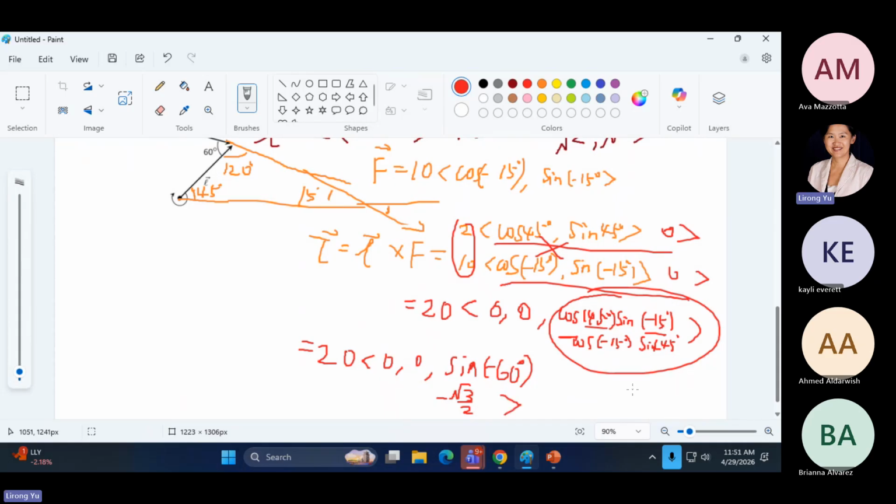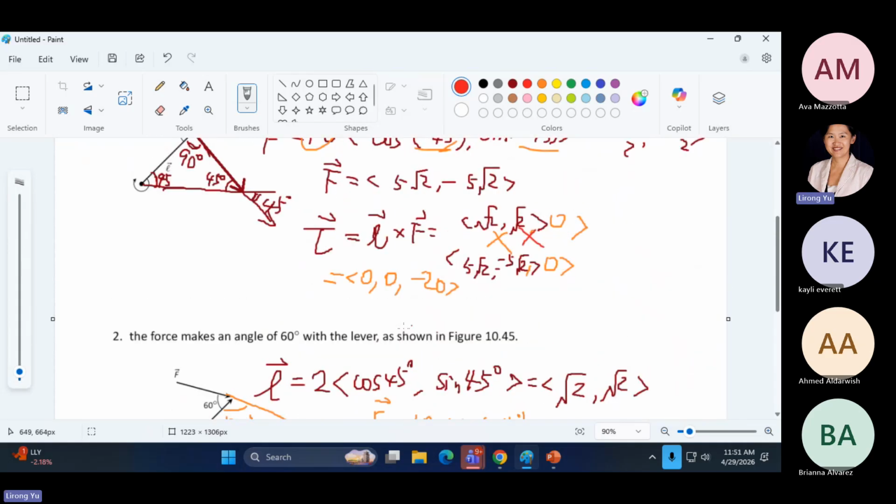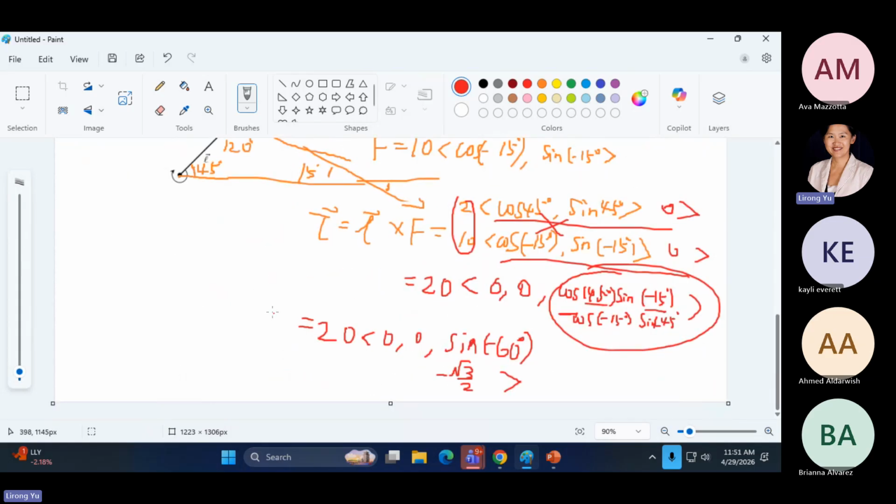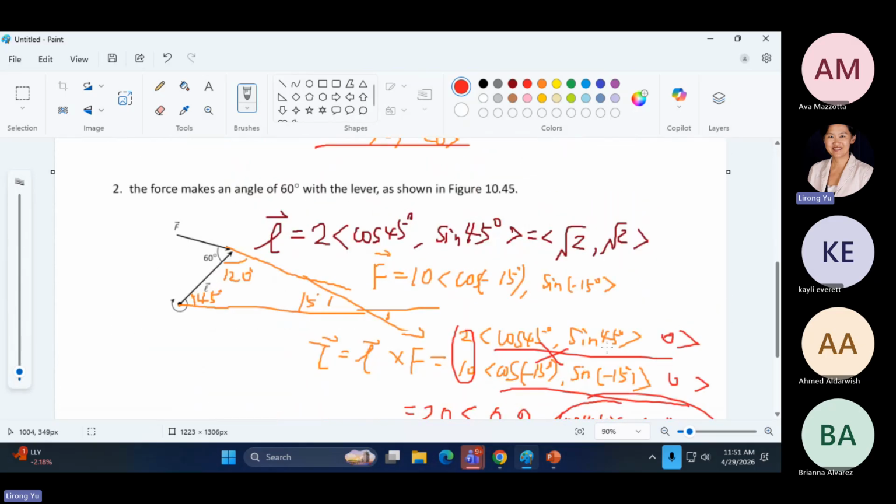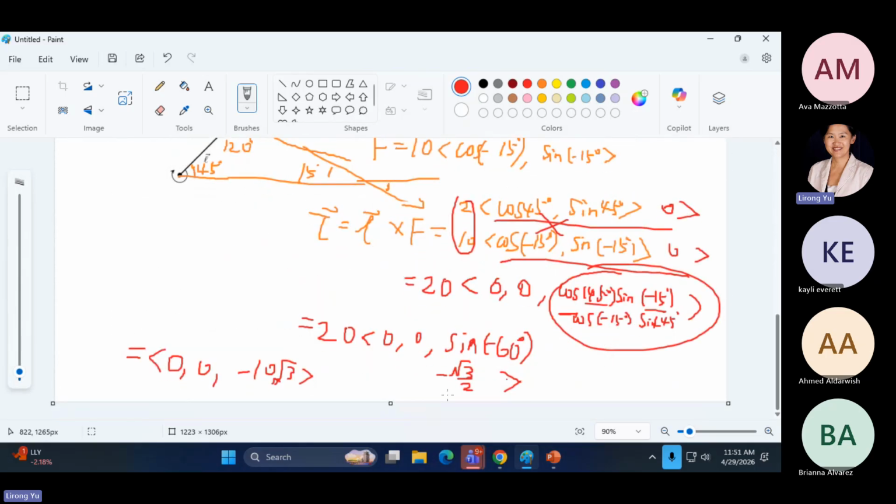So it's slightly smaller than before. In the first example, the result is 0, 0, negative 20. Now this is going to be 0, 0, you get 20 times negative √3/2, so it's negative 10√3. Just slightly lower than 20, right? That was the final answer. I think I may have made it more complicated by quoting this formula. But you do not have to rely on the formula, you can just go ahead and use your calculator.